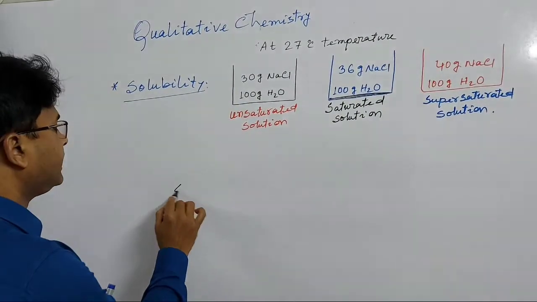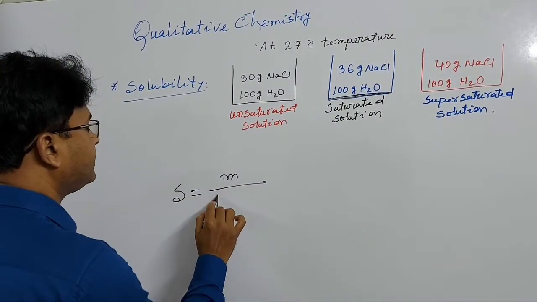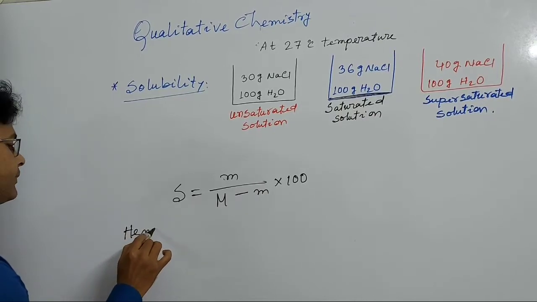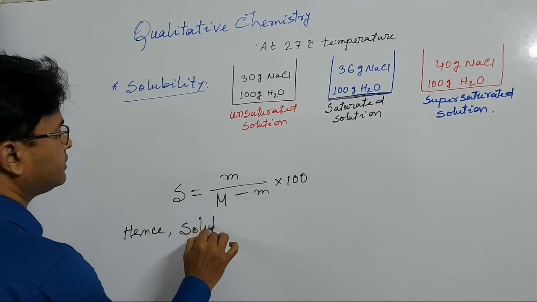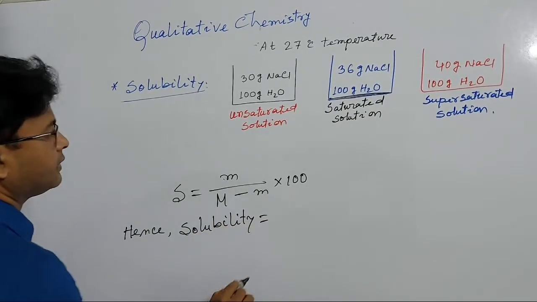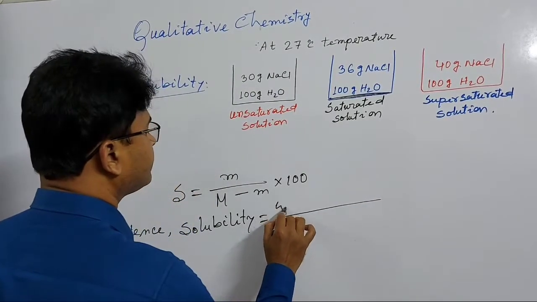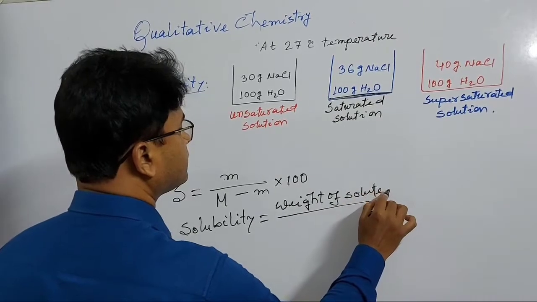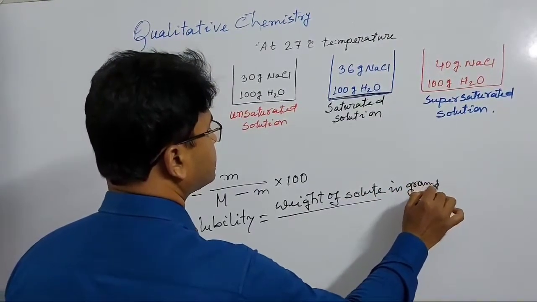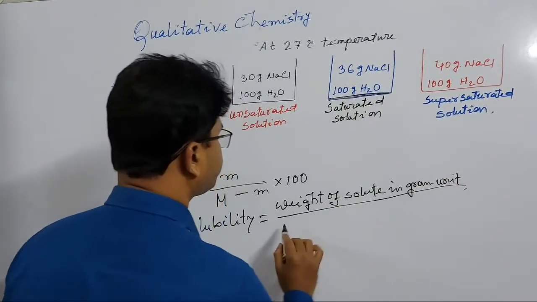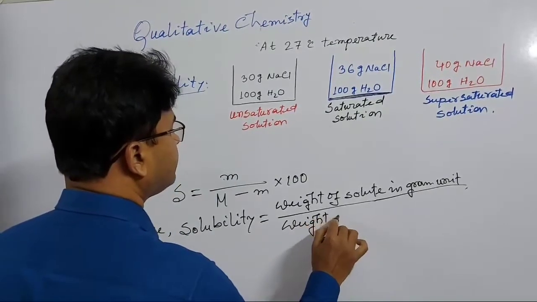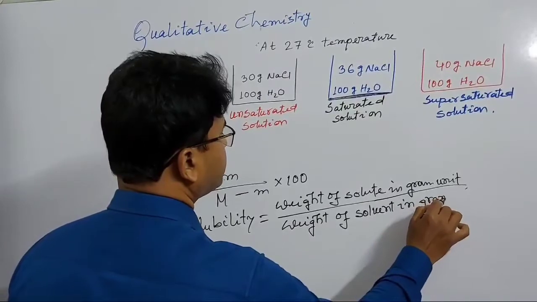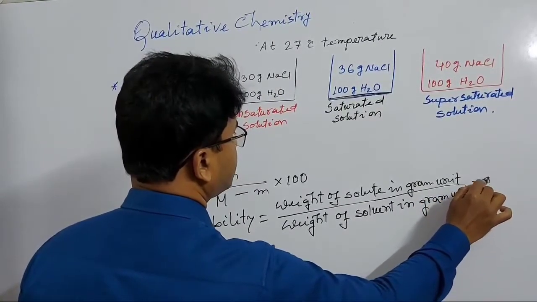So, solubility S is equal to M divided by (M minus M) into 100. Hence, solubility is equal to weight of solute in gram unit divided by weight of solvent in gram unit into 100.